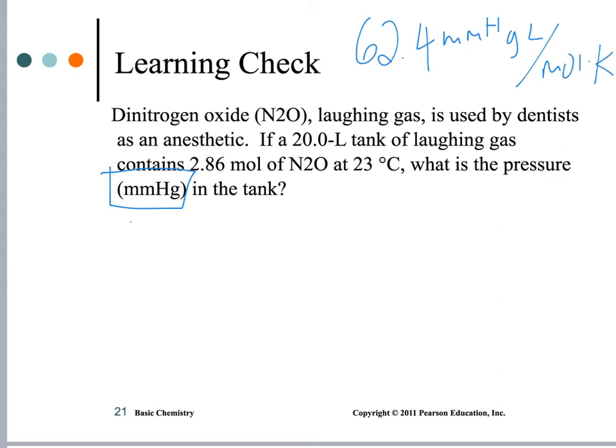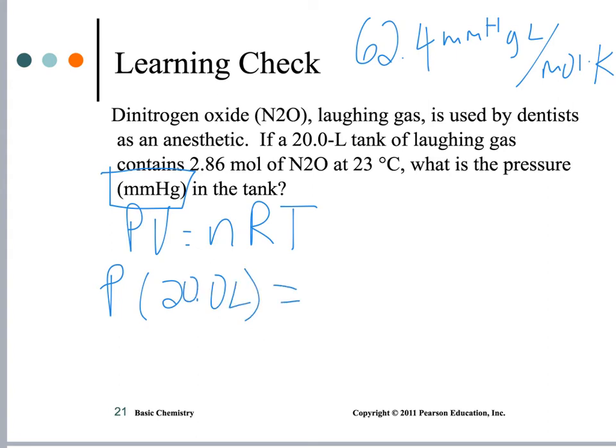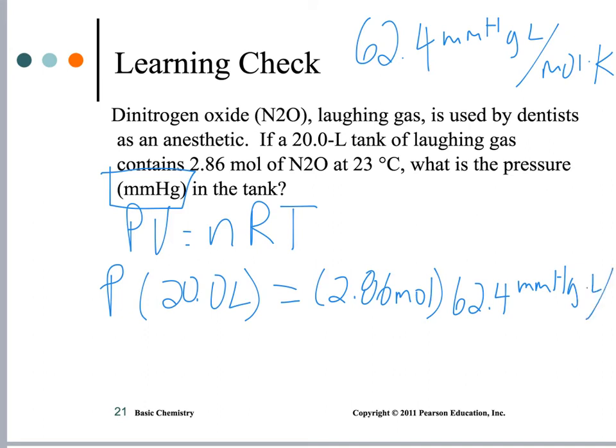Okay, so we have PV equals nRT. All right, my pressure, we don't know. My volume is 20.0 liters. All right, my moles, 2.86 mole. My R value, 62.4 millimeters of mercury liter per mole Kelvin. And my temperature is not this. I got to add 273. That gives me 296 Kelvin.